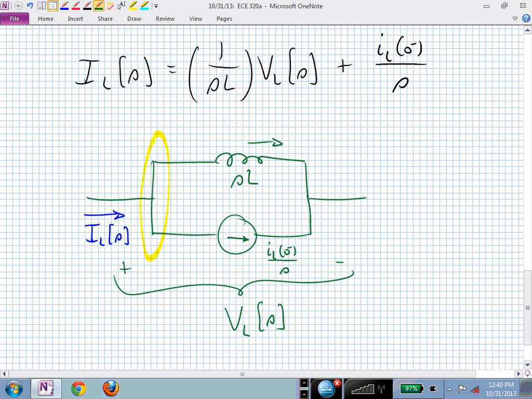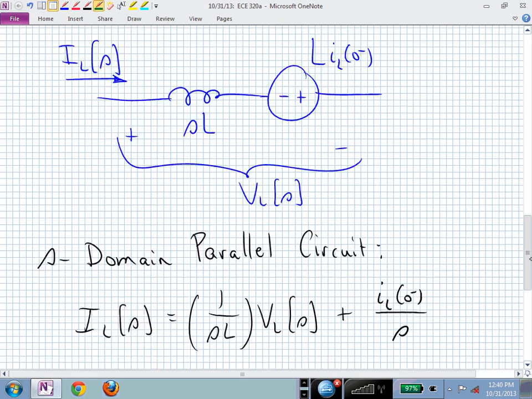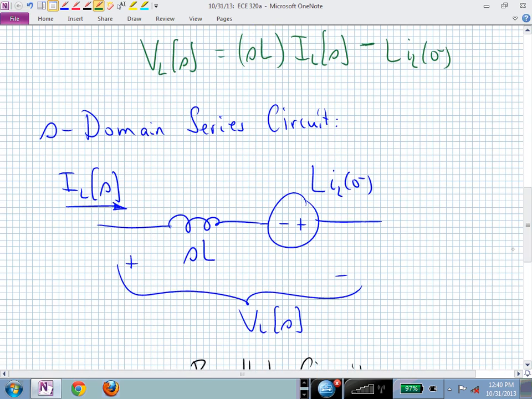If you write node voltage equations, you probably want to use this schematic and drop that into your circuit where you had an inductor. If you were writing mesh equations, then you say, I'm going to put this series combination with a voltage source incorporating my initial condition, and replace my inductor with that.